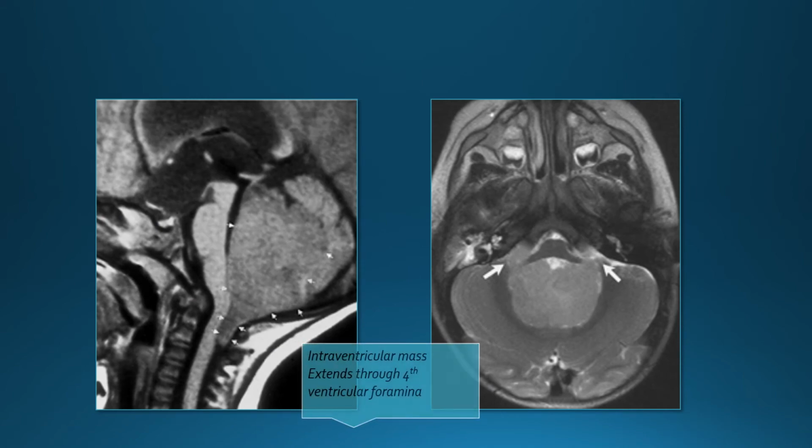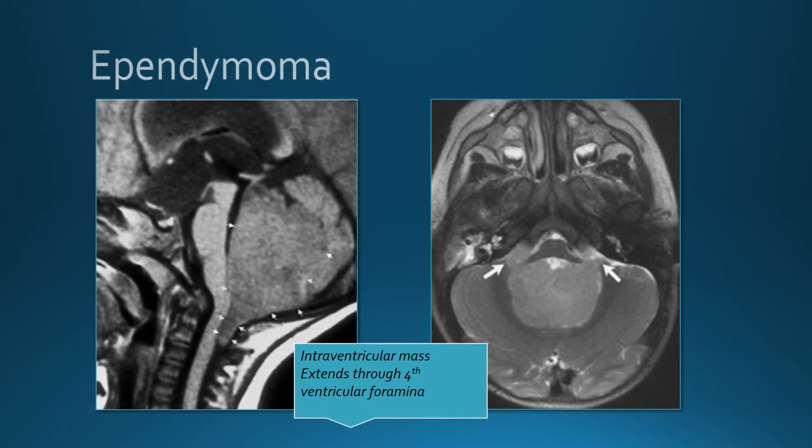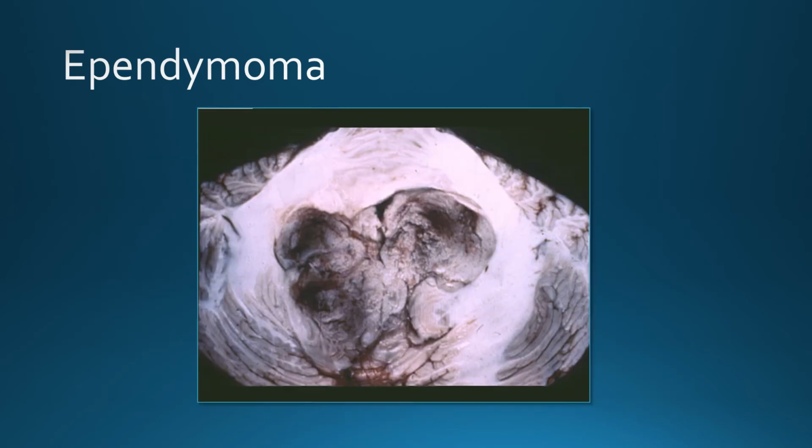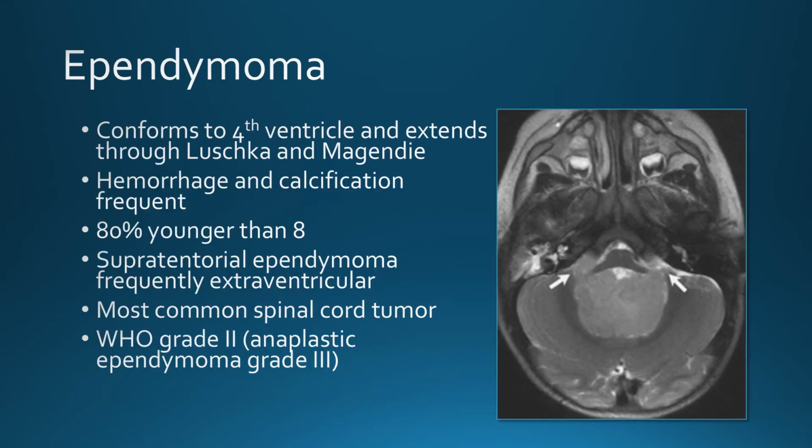T1 and T2 weighted images, intraventricular mass that extends through the fourth ventricular foramina. This is a typical ependymoma. This is a gross image showing the ependymoma, how it conforms to the ventricle and extends through the ventricular foramina. So these often extend through the foramina of Luschka and Magendie, often have hemorrhage and calcification. Usually these are seen in children.